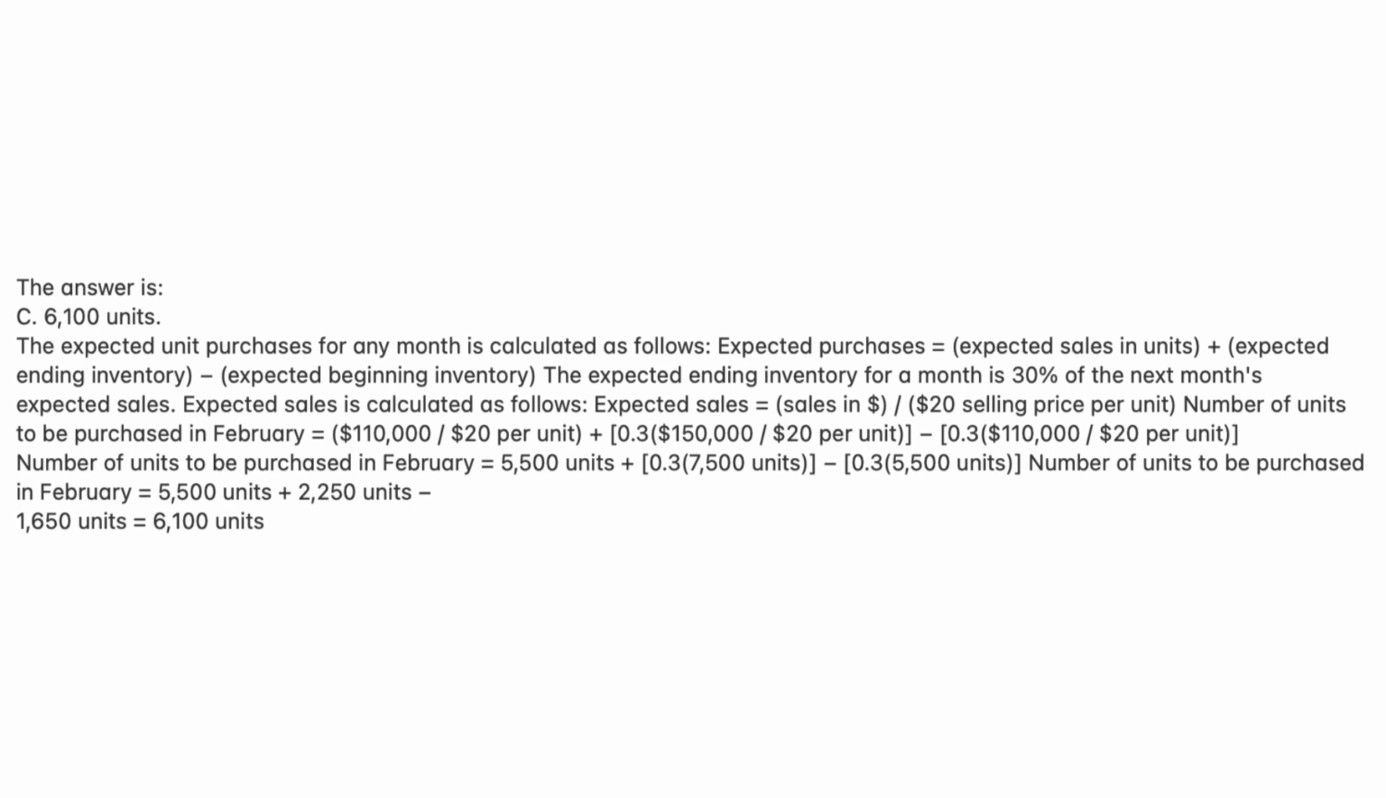Number of units to be purchased in February equals $110,000 divided by $20 per unit, plus 0.3 times $150,000 divided by $20 per unit, minus 0.3 times $110,000 divided by $20 per unit. Number of units to be purchased in February equals 5,500 units plus 0.3 times 7,500 units, minus 0.3 times 5,500 units. Number of units to be purchased in February equals 5,500 units plus 2,250 units minus 1,650 units equals 6,100 units.